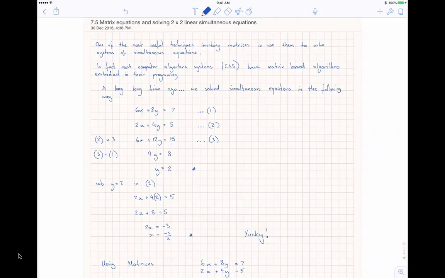So we come now to one of the more useful techniques involving matrices, and that is to use them to solve systems of simultaneous equations. Unfortunately, the way that you do them in Methods isn't actually that useful. It should be, but because of the limitations and time constraints in the course, they teach you a little bit of it, and it's not going to seem that much better than the way that we did it previously.